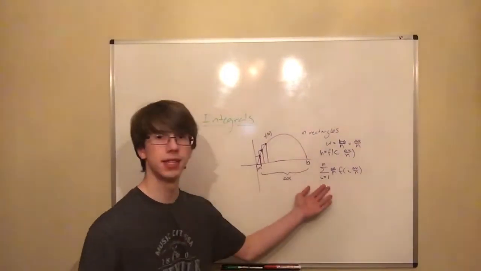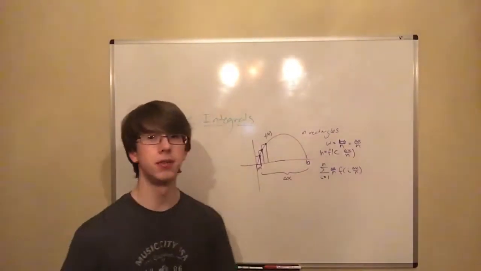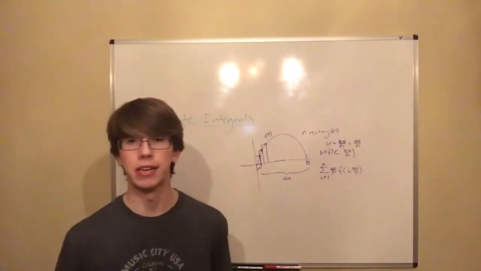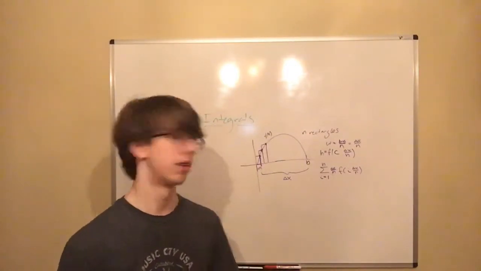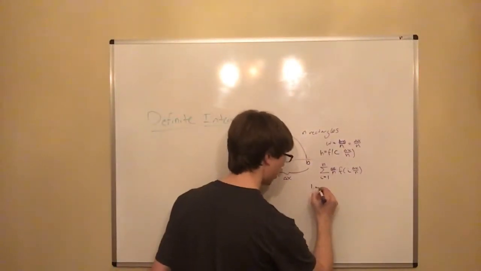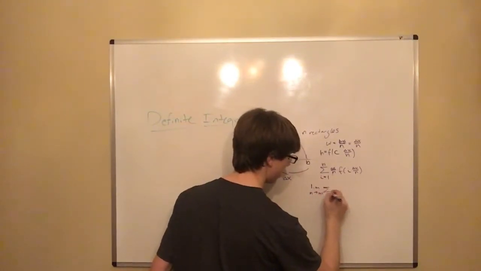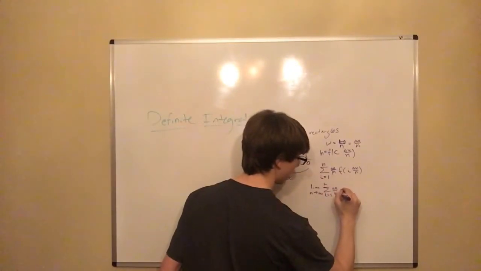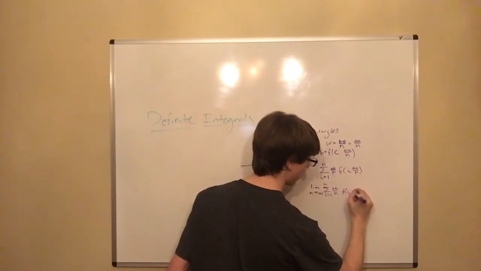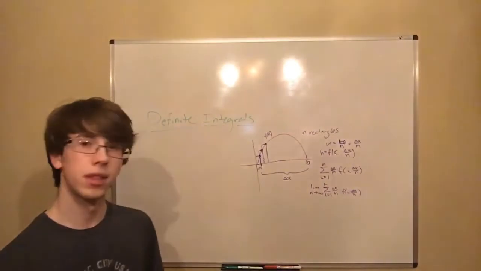Now, does this matter? Well, what if we wanted to use an infinite number of rectangles to get the closest possible approximation of the area? Well, that's just the limit, as n approaches infinity, of sigma i is equal to 1 to n, delta x over n, times f of i times delta x over n. Like that.